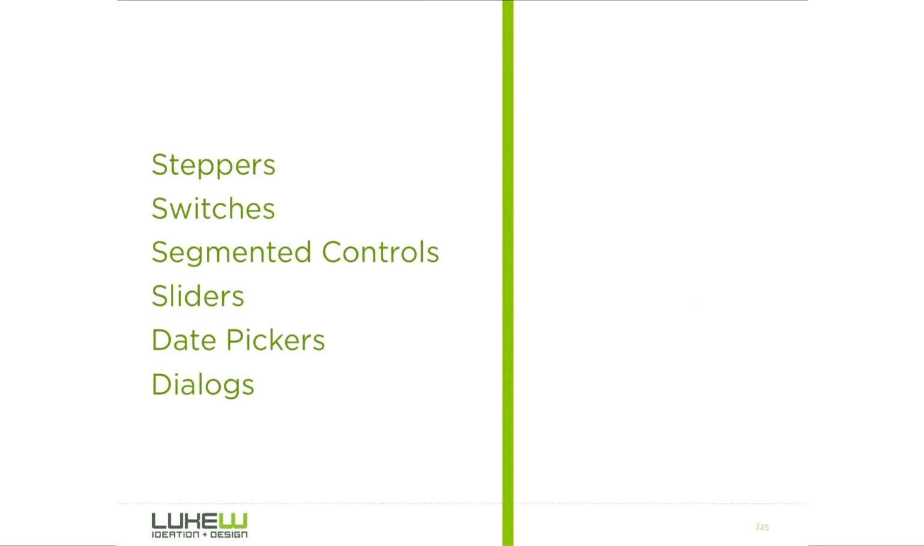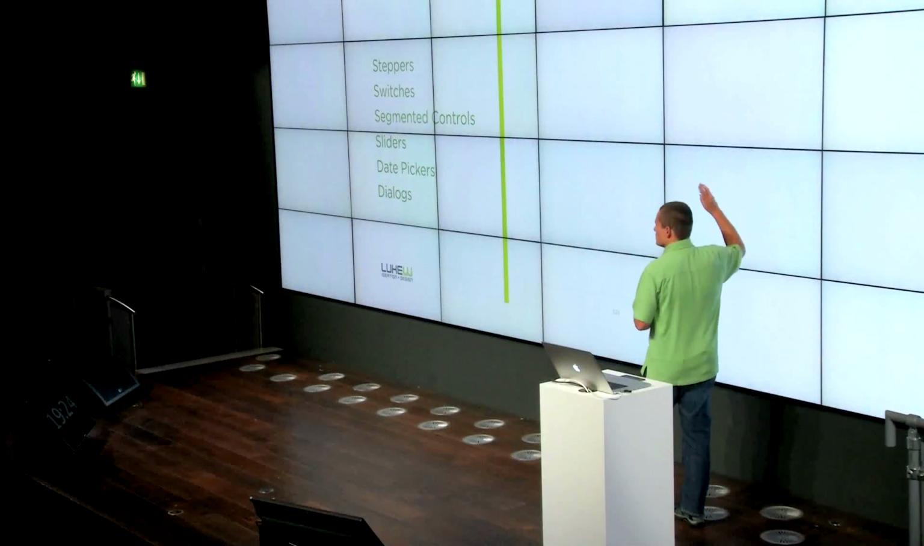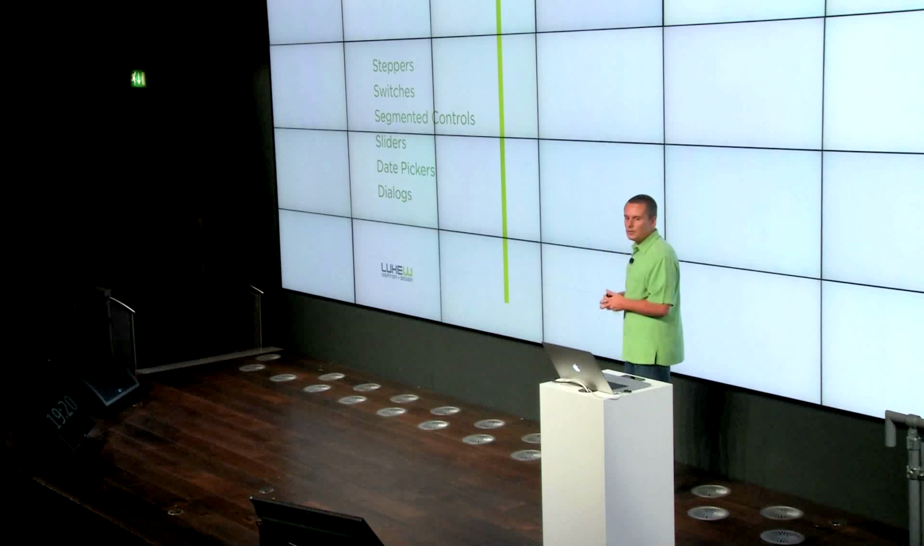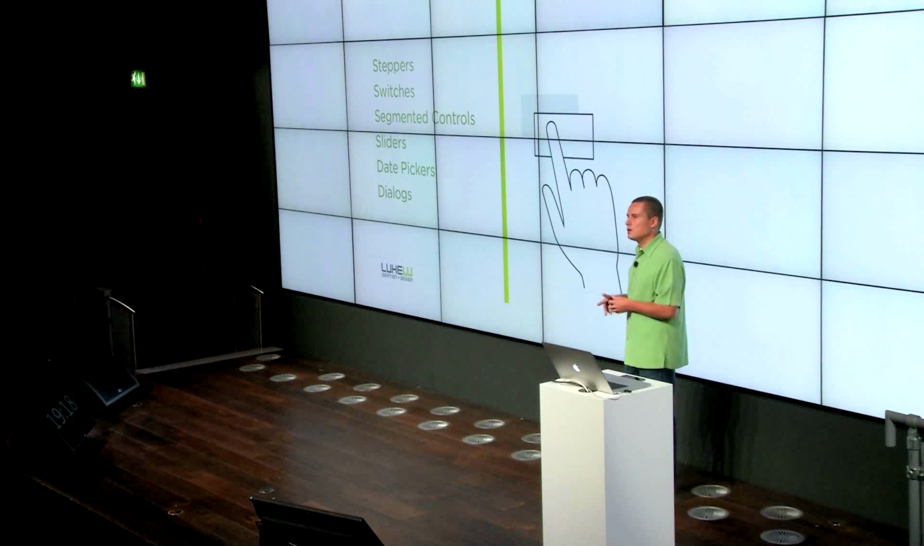But the meta point here is I've walked through a bunch of these different things, and I've done it kind of quickly because we don't have a ton of time. But steppers, switches, segmented controls, sliders, date pickers, dialogues, all of these things are opportunities for us to ask questions the appropriate way. What's the right way to ask a particular kind of question?